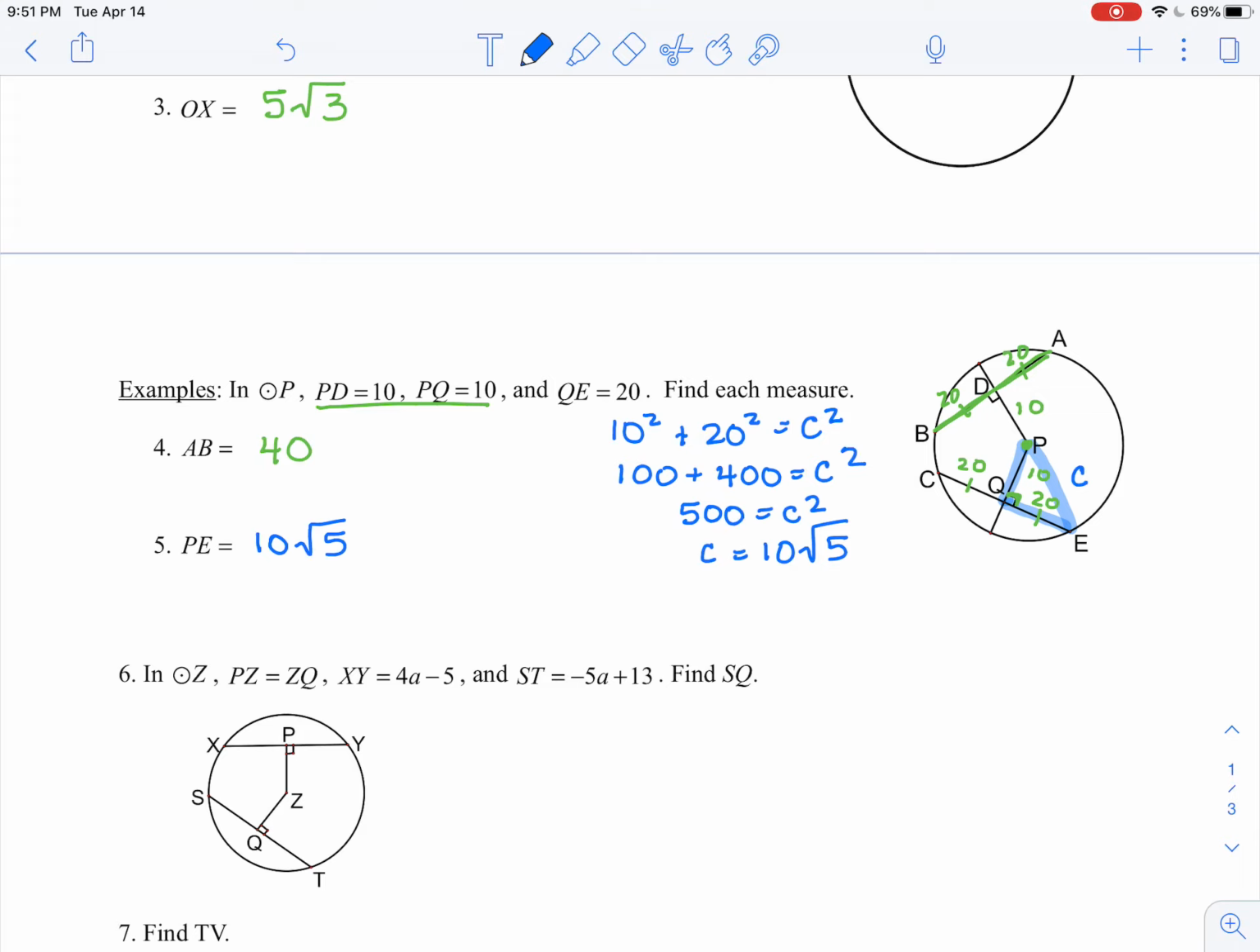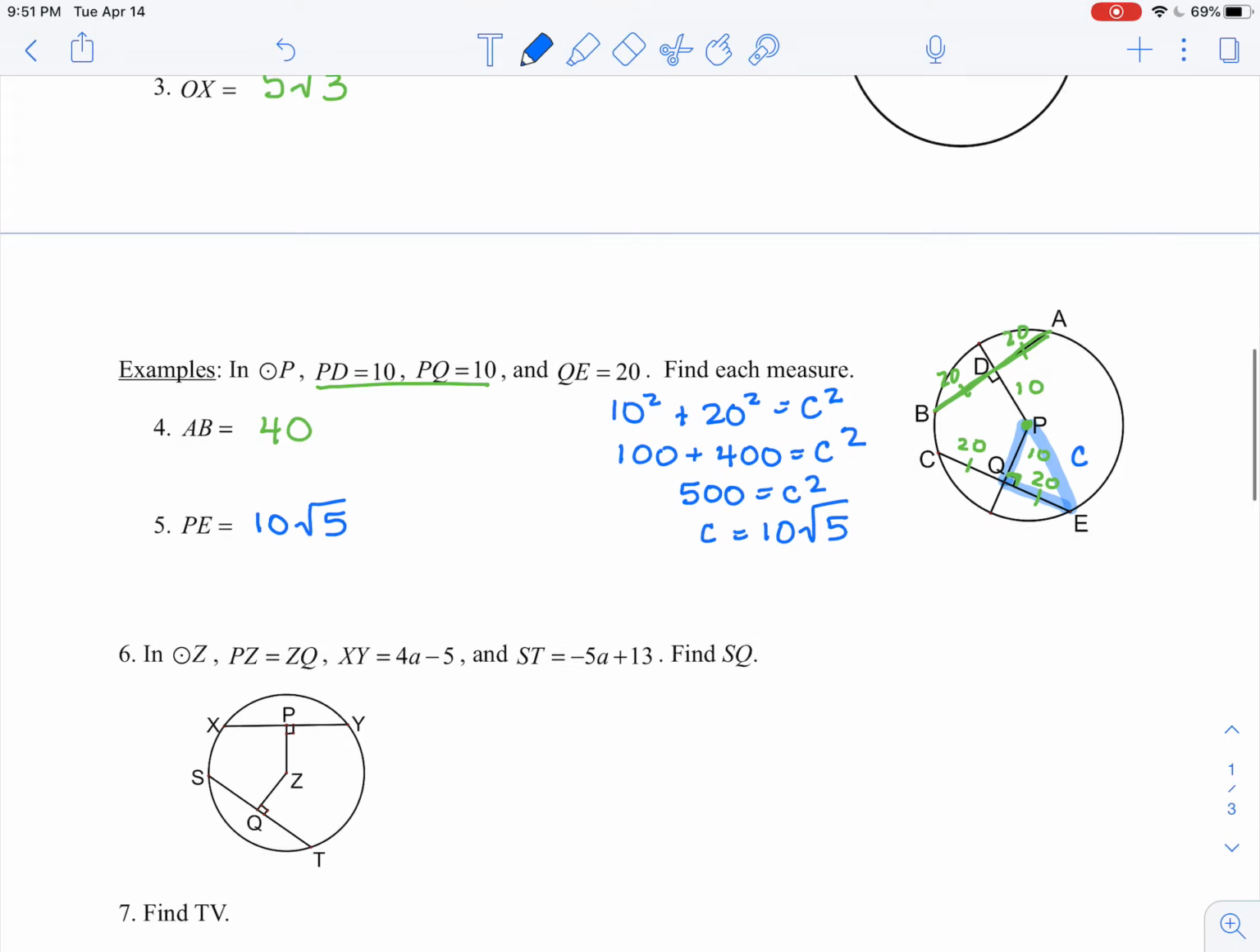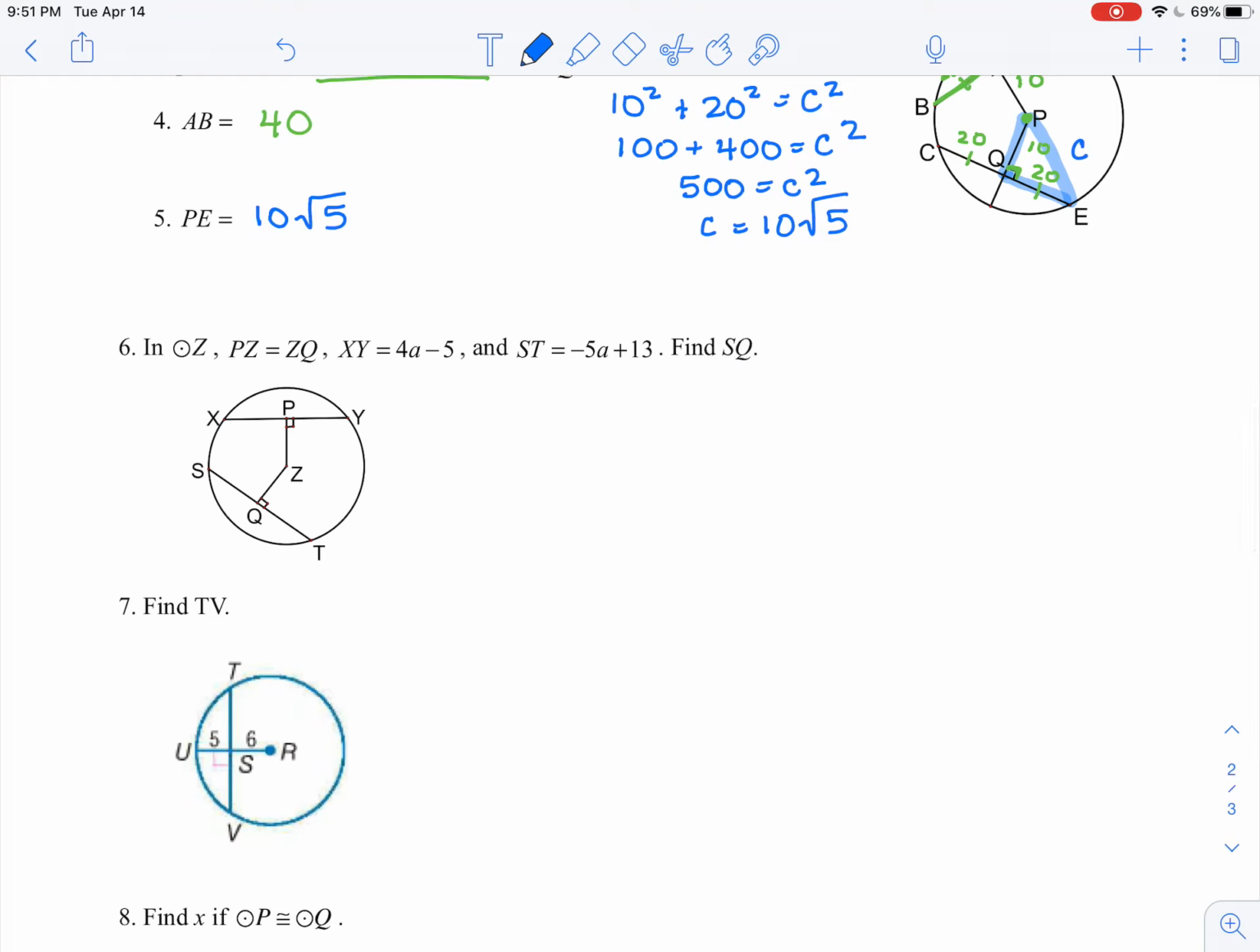Okay, question number 6. In circle Z, PZ and ZQ are congruent. So again, we have two chords equidistant from the center of the circle. So the two chords are congruent. They're each bisected, so all 4 of these little parts have to be the same.